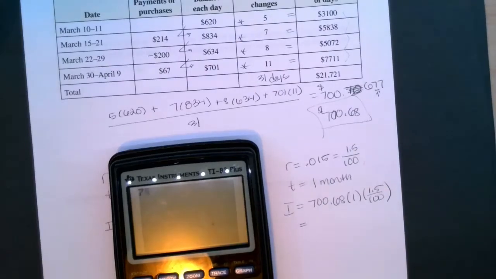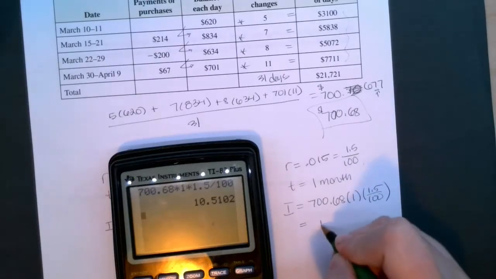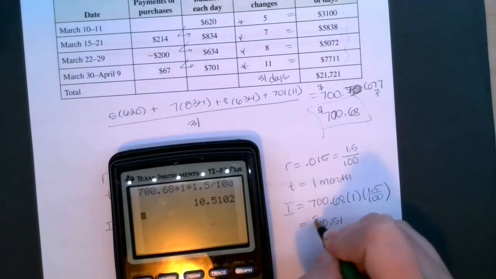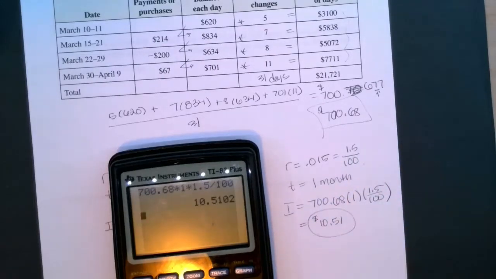Okay, so 700.68 times 1 times 1.5 divided by 100. I don't use parentheses, you don't have to, because of order of operations, but you absolutely could. I'm not saying you can't. That gives 10.51, and again that would be dollars, so we want to make sure we have our dollar symbol.